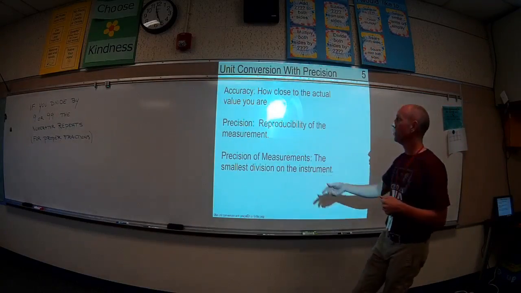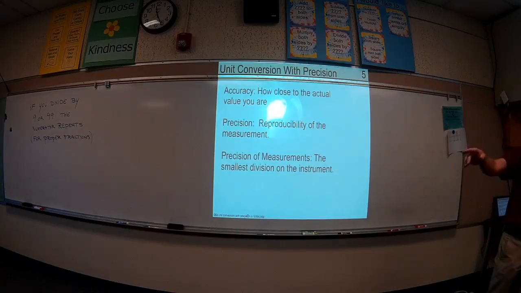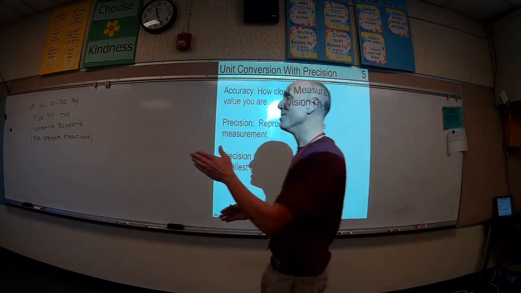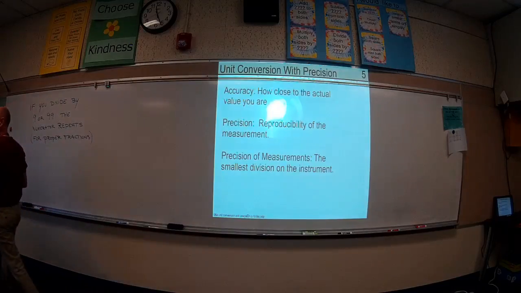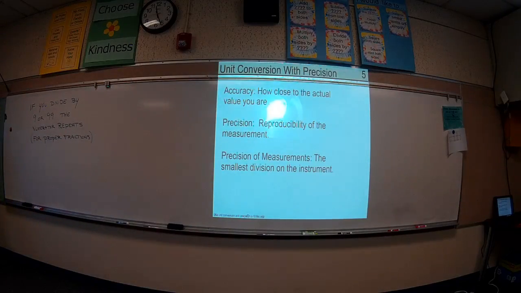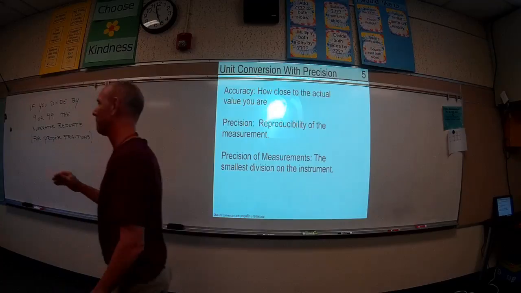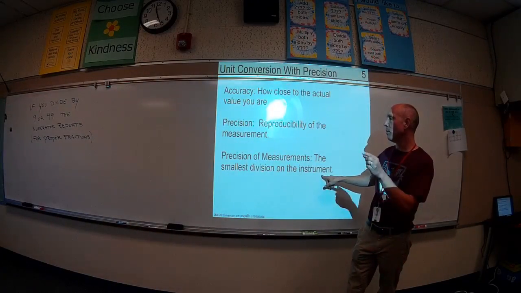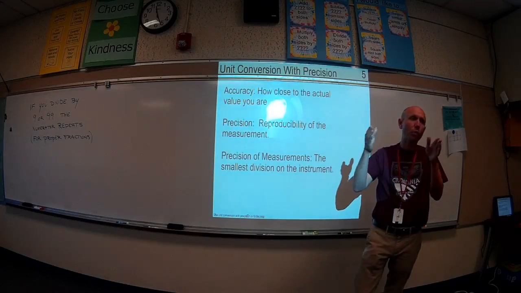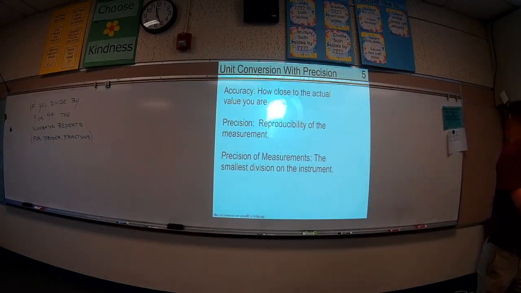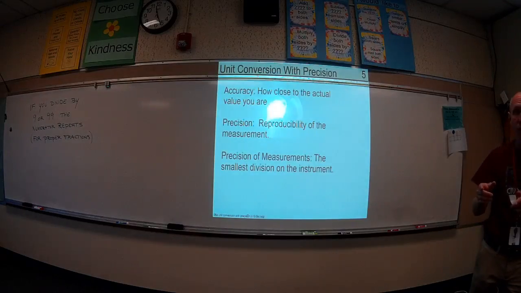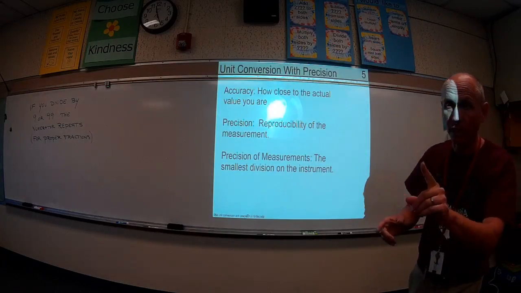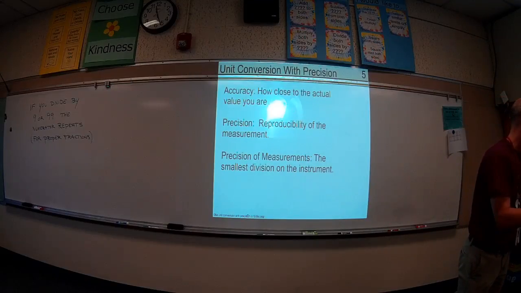Precision is the reproducibility of a measurement. With the same example, I can be precise without being accurate. So maybe I keep aiming at the can, but I keep hitting somewhere else, but I consistently hit the same spot somewhere else. That's precision. But what we're really dealing with is precision of measurements, and that is the smallest division on an instrument. So how precise an instrument is. The rulers we were using yesterday were good to 1 decimal place. That's how precise it is.